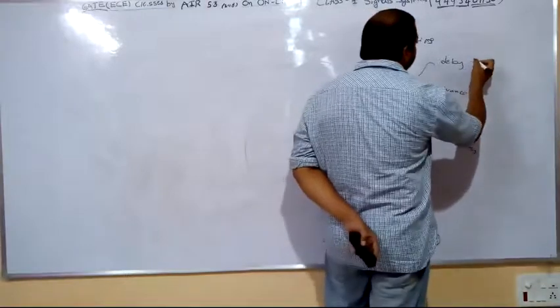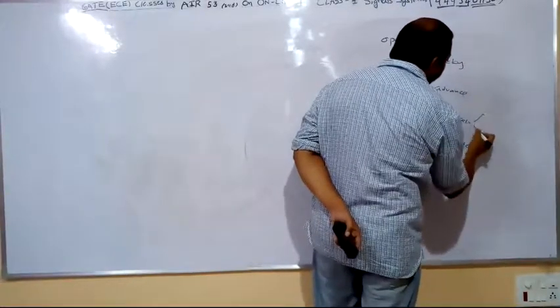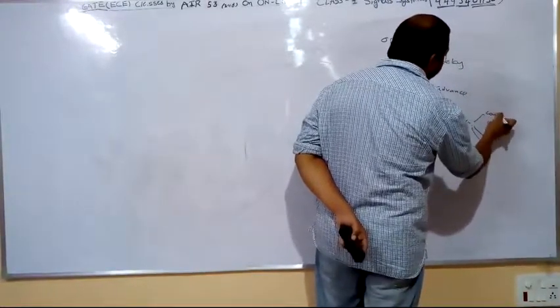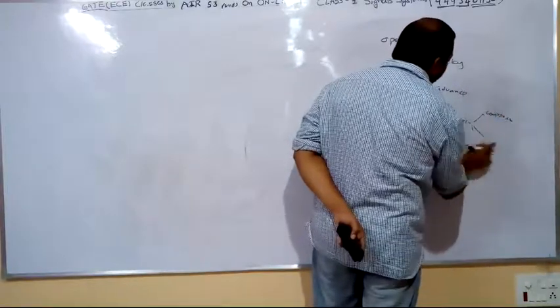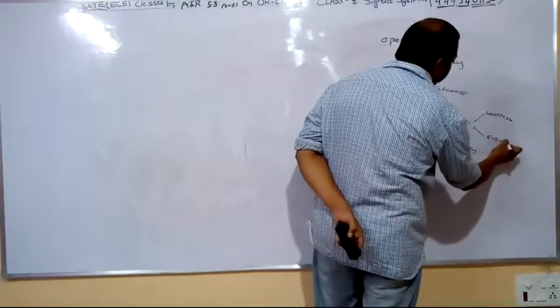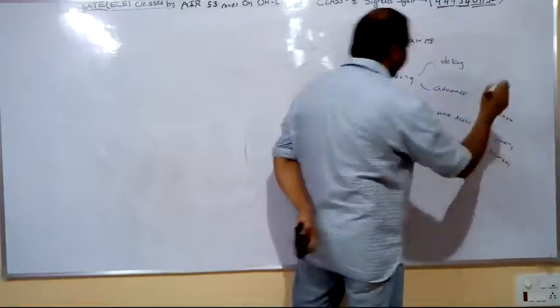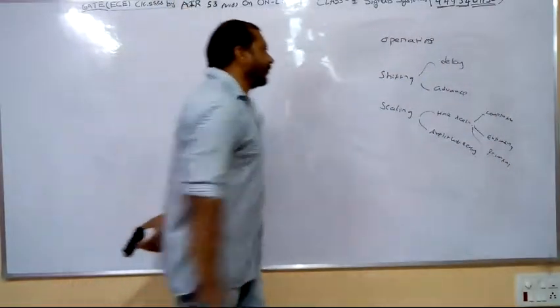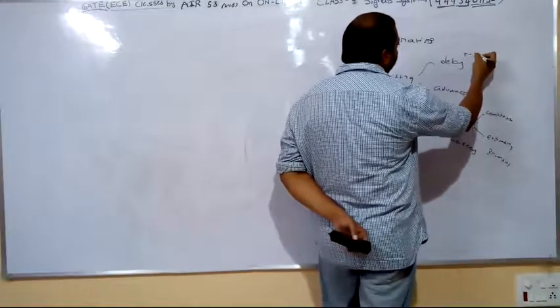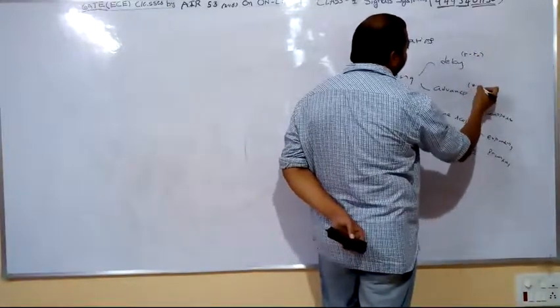In time scaling you have three parts: one is compression, another is expansion, and reversal. Operation delay is nothing but simply t minus t naught, and advance is nothing but t plus t naught.